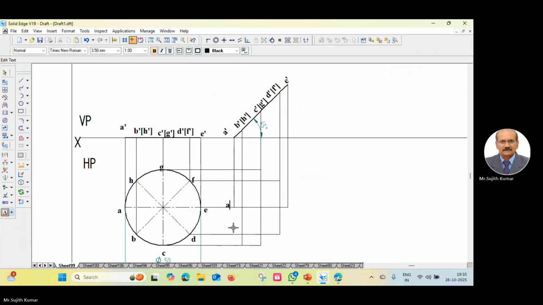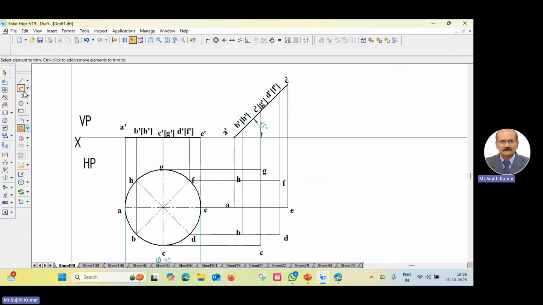A, B, C, D, E, F, G, and this is H. Now remove the unwanted line. This is not required. So you got A, B, C, D, E, F, G, H.